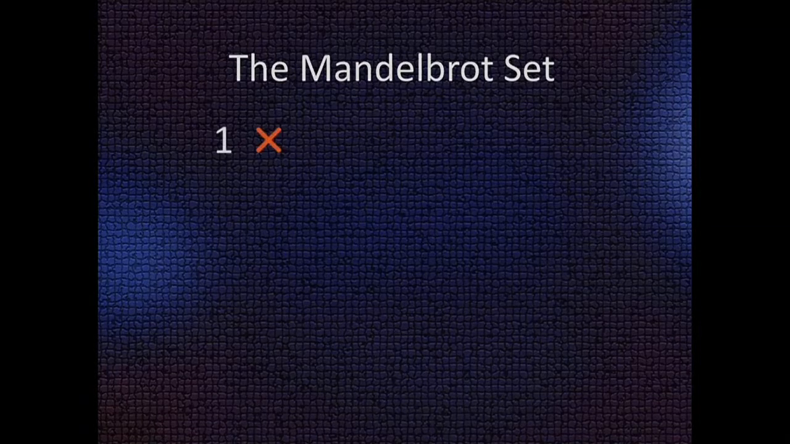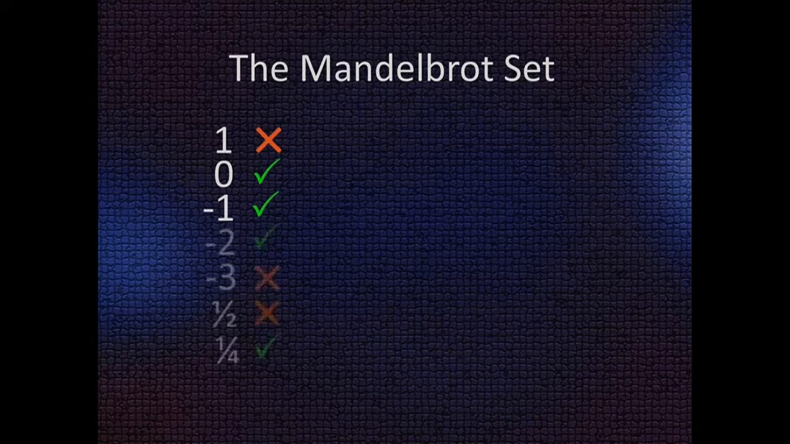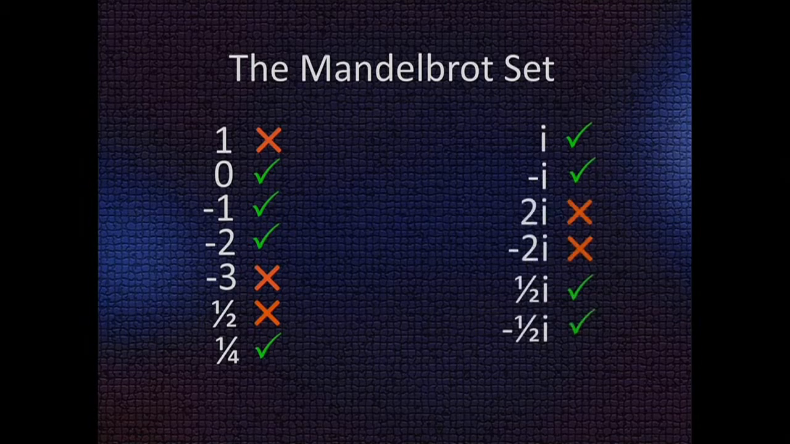Now, we already checked some numbers. We found that 1 is not part of the Mandelbrot set. If we'd have checked 0, we'd have found that it is part of the Mandelbrot set. We checked negative 1 and found that it is, because the sequence of z stayed small. And if we checked these other values, we'd find that negative 2 is, negative 3 is not, and so on and so forth. And we could check the imaginary numbers as well, and we would find that some of them are, some of them are not. I'm looking, is there a pattern here? Is there some kind of pattern to the Mandelbrot set?